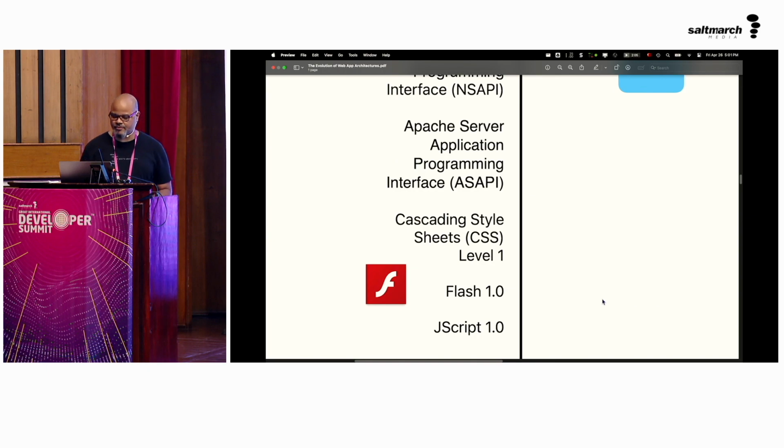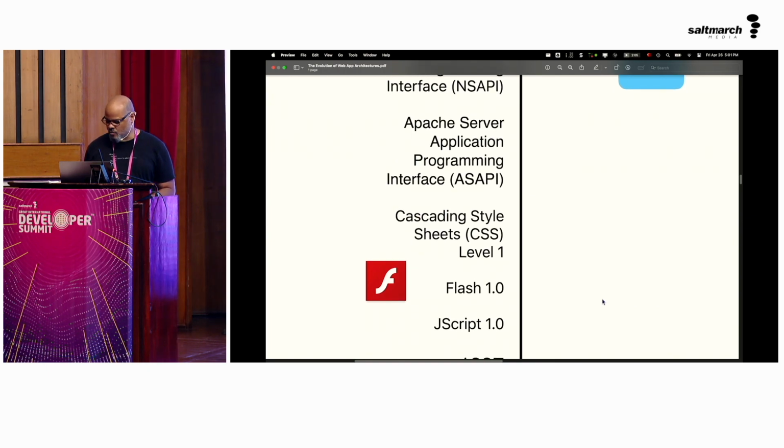Forms and content. JavaScript is significant because it was the JavaScript variant in the Internet Explorer.